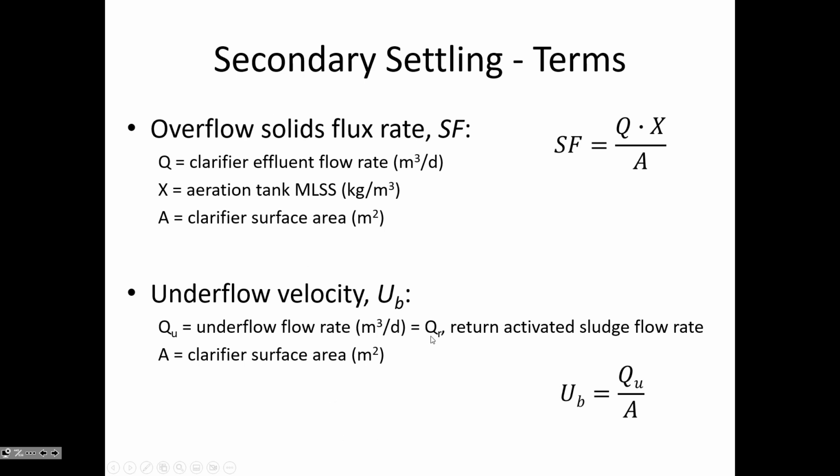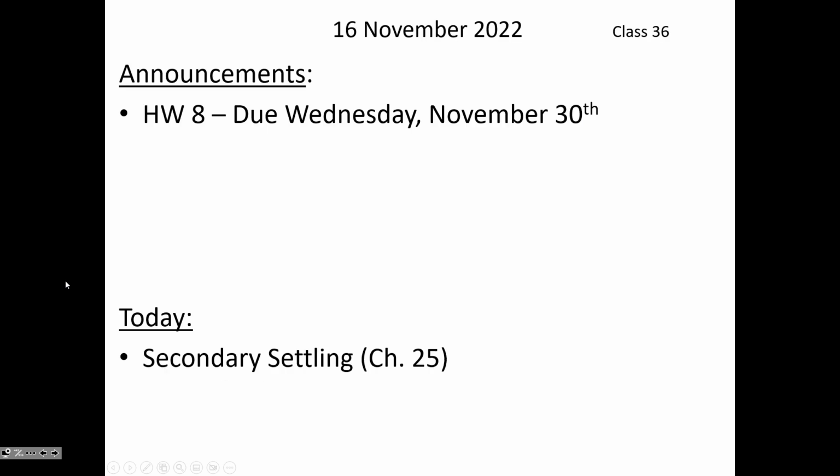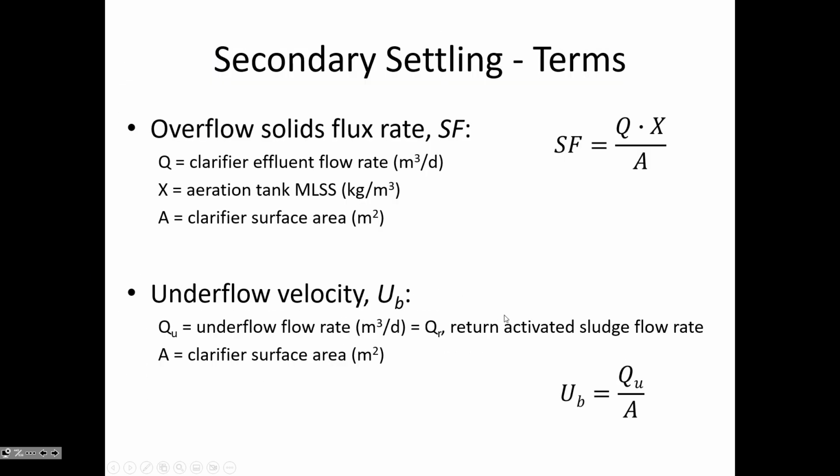Now, the underflow velocity is taking into account the rate that the sludge is being returned to the aeration basin. So remember, at the bottom of this clarifier, some of the sludge will be wasted and some of the sludge will be returned. So the underflow velocity is looking at the underflow flow rate, which is the same as the return activated sludge flow rate. So that's the volumetric rate that's coming from the bottom of the clarifier back into the aeration basin, and then dividing that by the clarifier surface area.